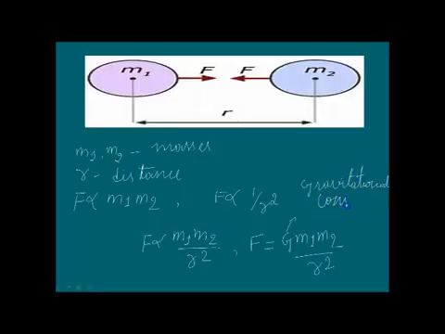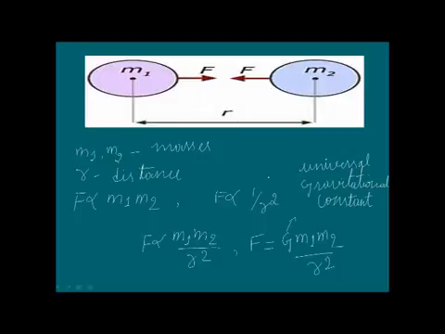So actually this G is called the universal gravitational constant, which means the value of G is constant throughout the universe. Okay, it is a universal law. This law of gravitation is also called the universal law of gravitation. What does universal mean? It is acceptable throughout the universe. In every part of the universe, that law holds good.